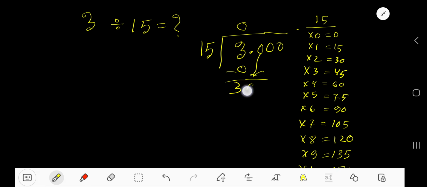Bring down the first 0. Before the 0 there is a decimal. The decimal must come to the quotient directly. 15 goes into 30 how many times? 15 goes into 30 2 times.